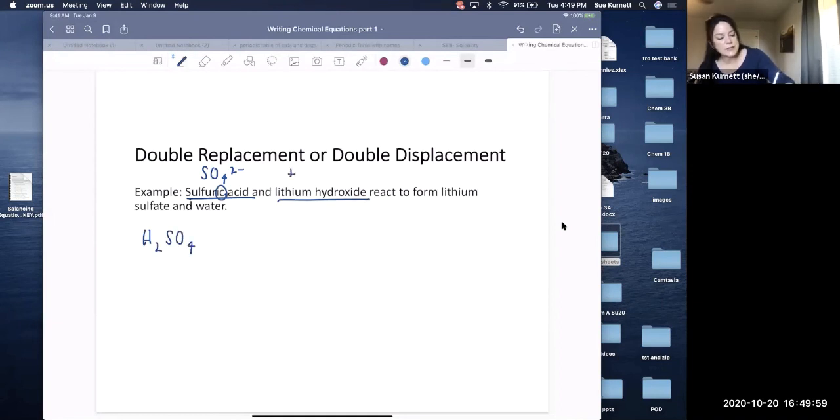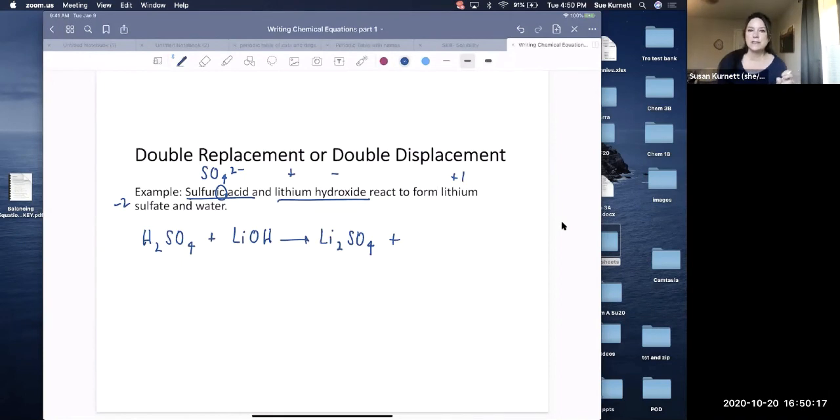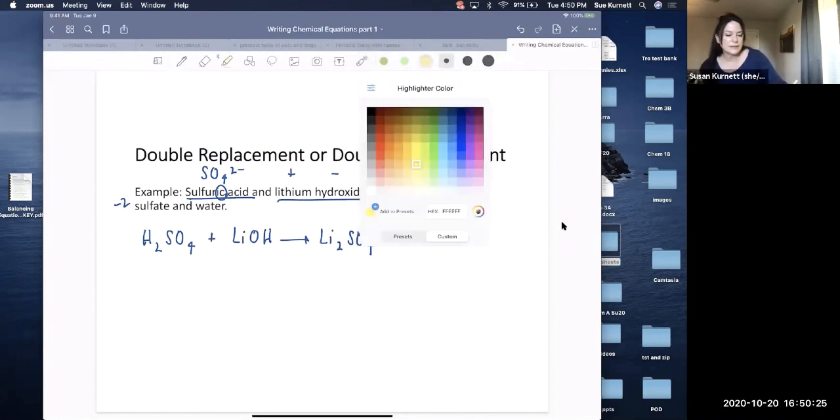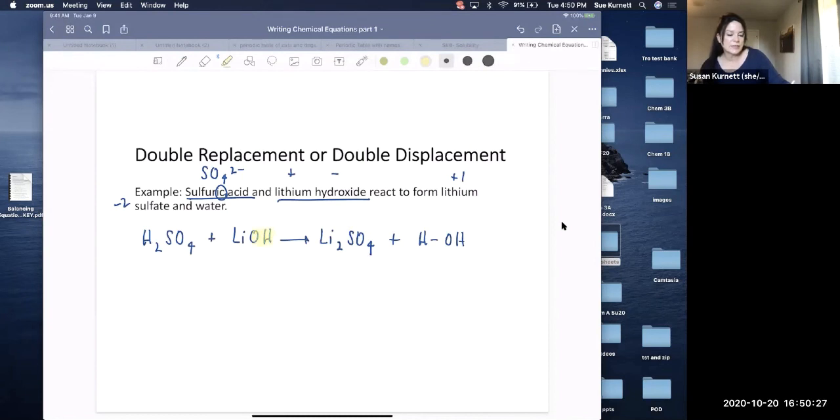Lithium is a +1. Hydroxide is a -1. They come together in a 1-to-1 ratio. Lithium is a +1, but sulfate is a -2, so I need 2 lithiums. And then water, for this and single displacements where hydrogen is formed, I'm going to write as HOH. So this hydroxide, which is made of O and H, is half of the water. The acidic hydrogens are the other half of water.